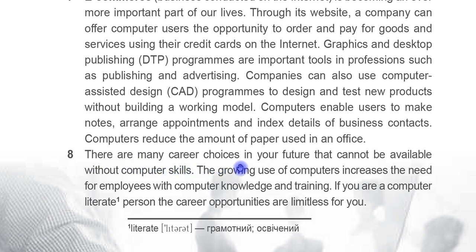There are many career choices in your future that cannot be available without computer skills. The growing use of computers increases the need for employees with computer knowledge and training. If you are a computer literate person, the career opportunities are limitless for you.